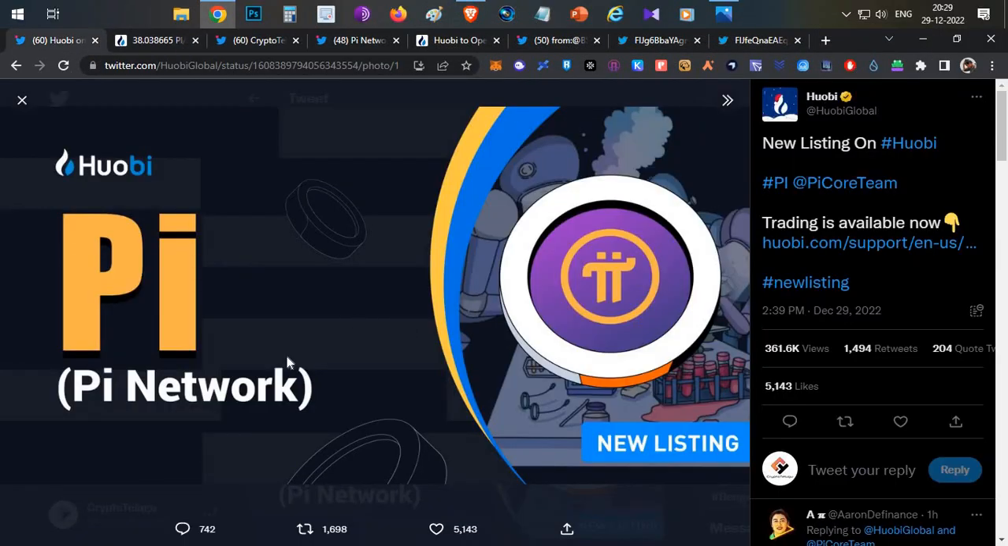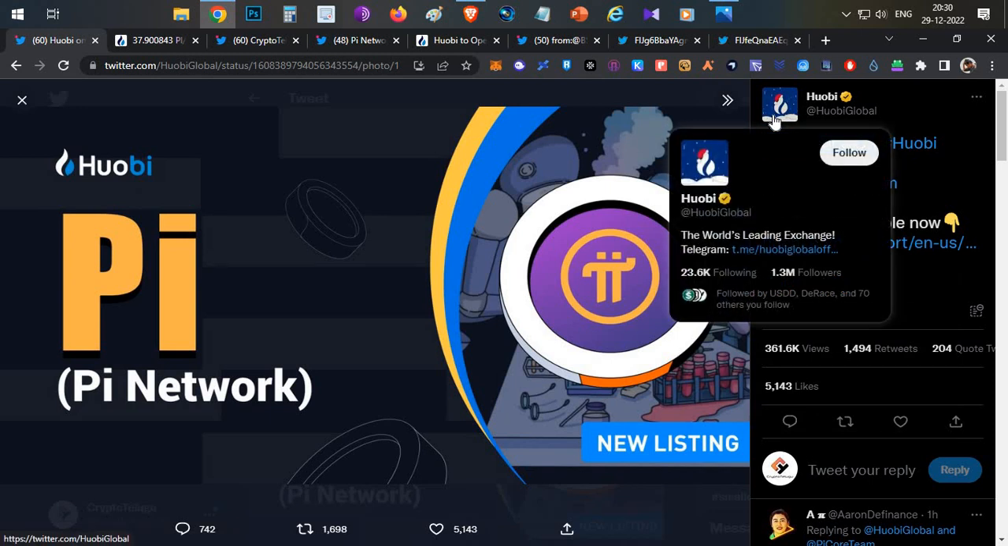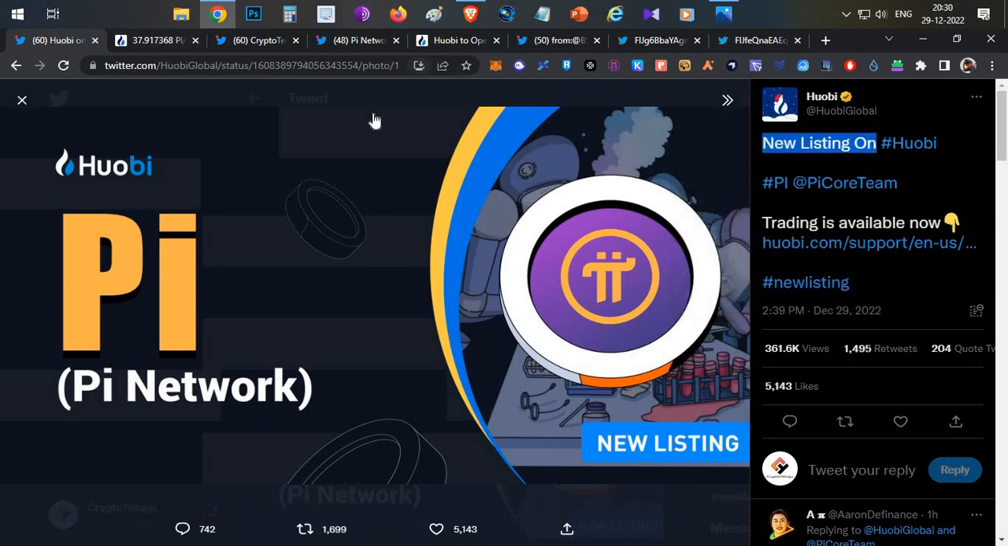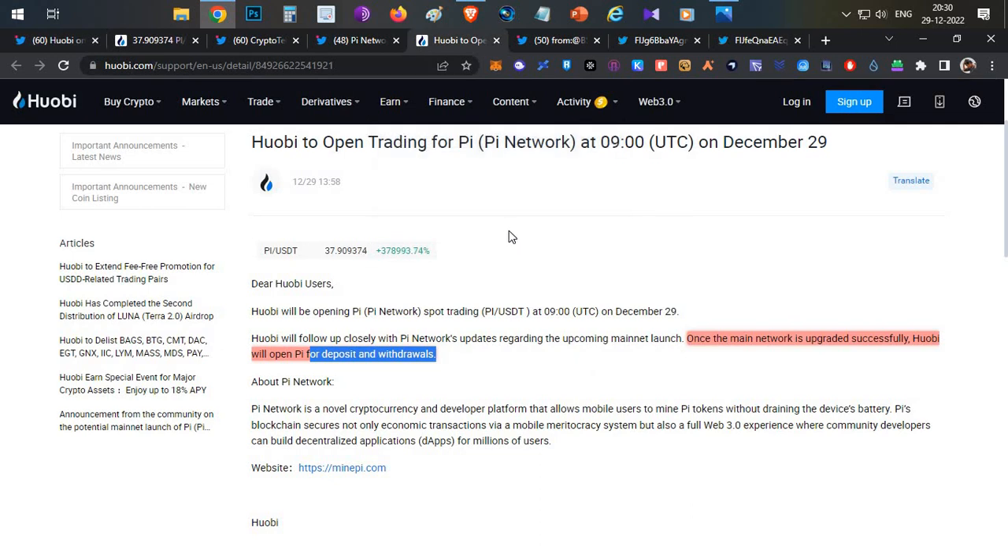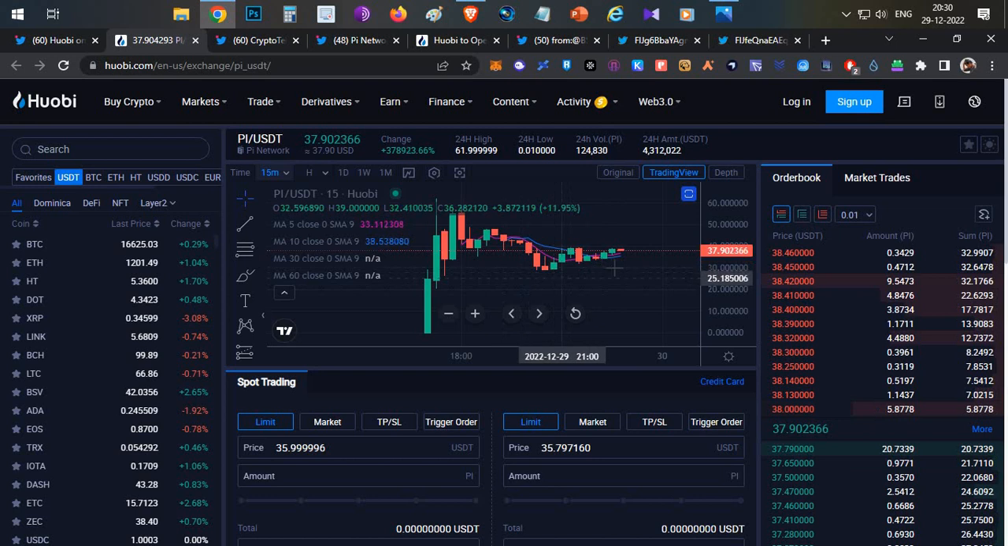So first thing, if you're not aware of Pi Network, Pi Network is basically a mobile app where you can click a button every 24 hours and you can start mining some tokens. Now, suddenly from nowhere, Huobi Exchange has announced the new listing on their platform, which is Pi Network. If you see the Twitter, it is an official tweet from Huobi Exchange, and they also made an announcement on their blog. But the problem is, the token is listed at 37. Right now it is trading at $37.